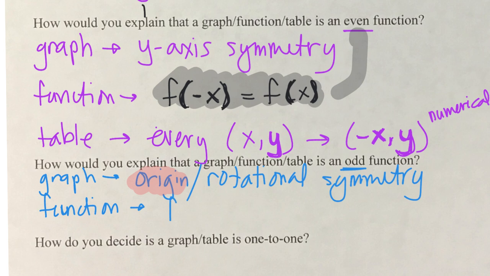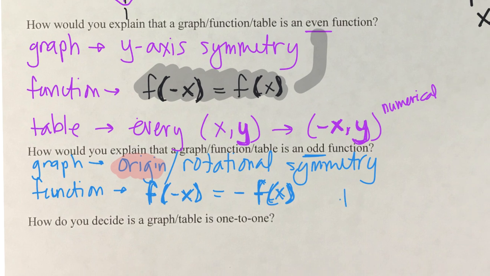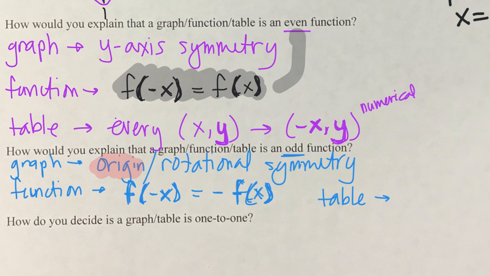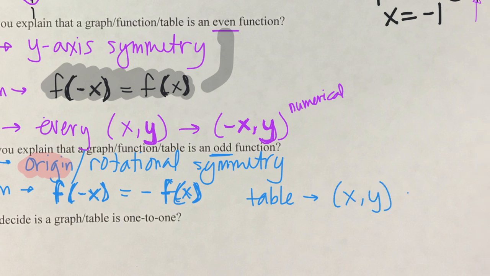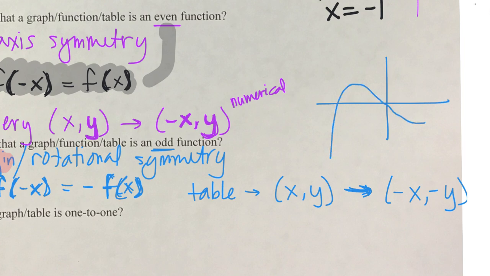If it's a function, then replacing x with a negative x is the same as making your entire equation negative. We have some practice on this review about how to tell. That is your algebraic way that you can tell if something is odd. And from a table, the numerical way, every point that we have turns opposite. The x's are the opposite and the y's are the opposite. That's how we know that we have origin symmetry or an odd function.